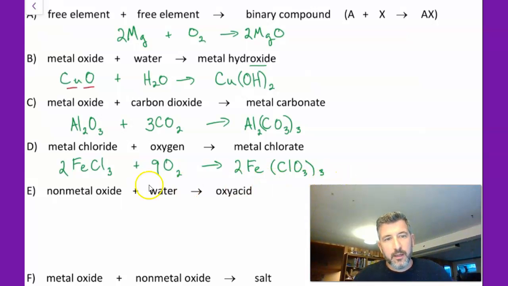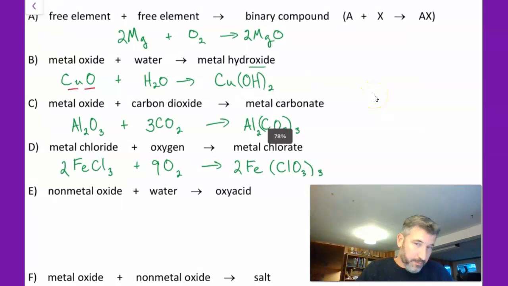Let's just double check. I've got 2 irons, 2 irons. I've got 6 chlorines. 3 times 2 is 6 chlorines. And then I've got 9 times 2 is 18 oxygens, 18 oxygens. And then it can't be reduced, right? Because I have 2 and 2, but I also have 9.